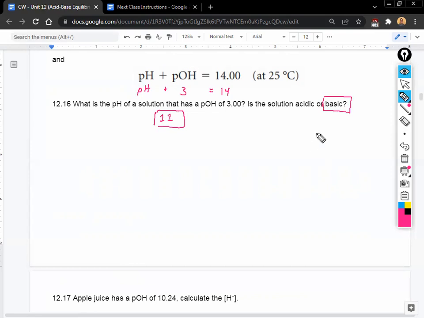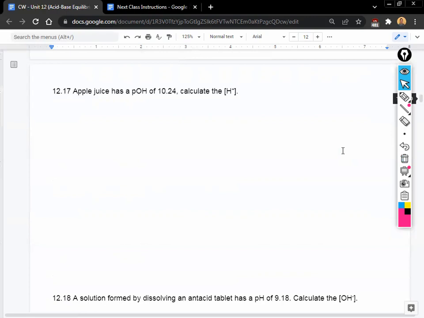There's two ways you can look at it. You can look at the pH, it's greater than 7, right? So it's going to be basic. And then the pOH is less than 7, because it's 3, so it's going to be basic. Easy peasy. All right, let's do one that's a little bit more challenging.